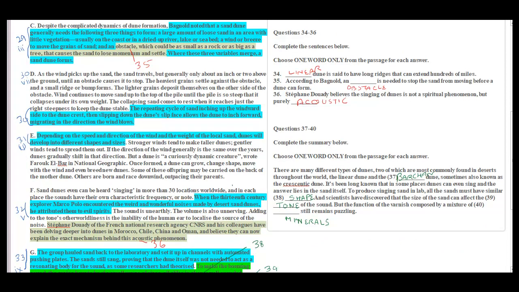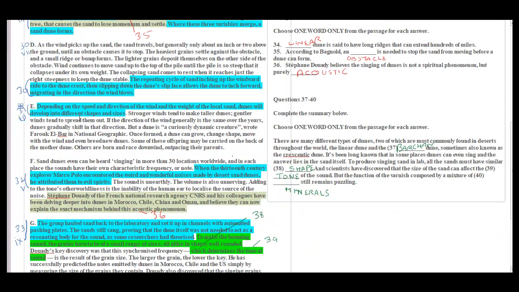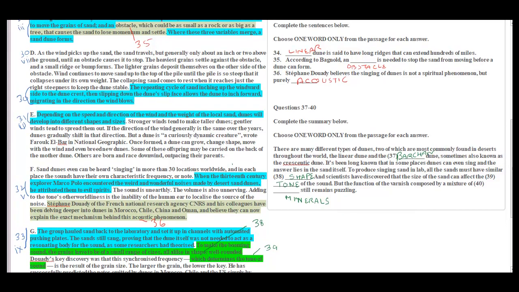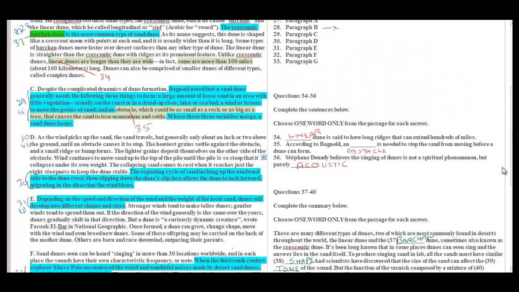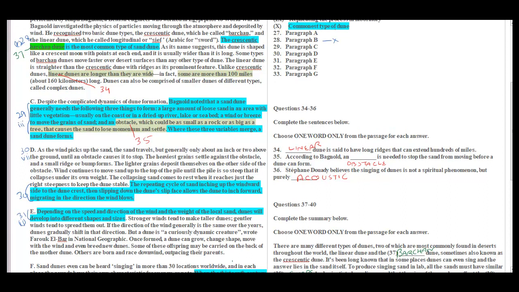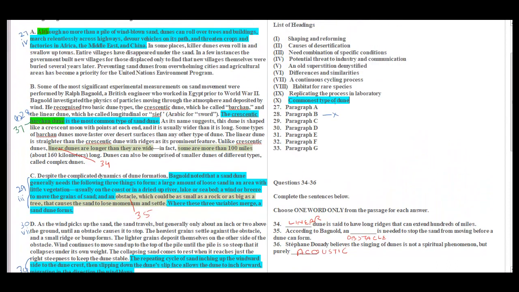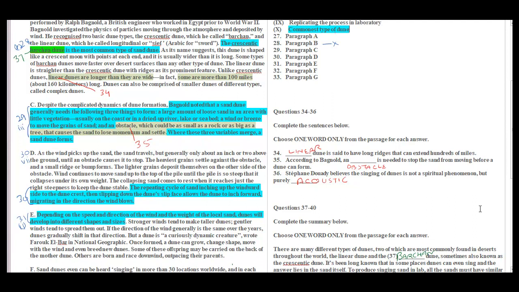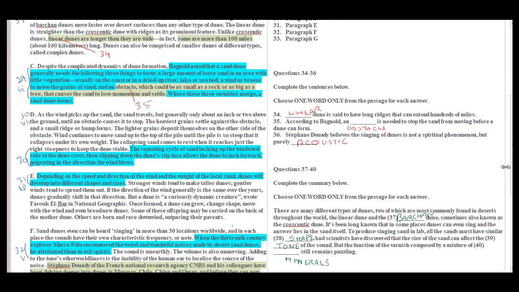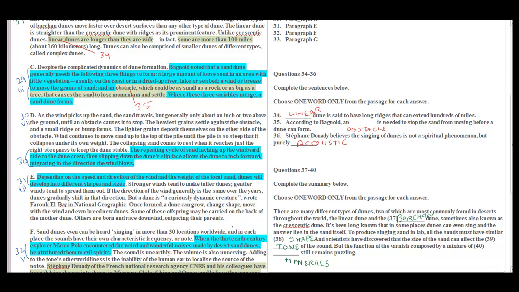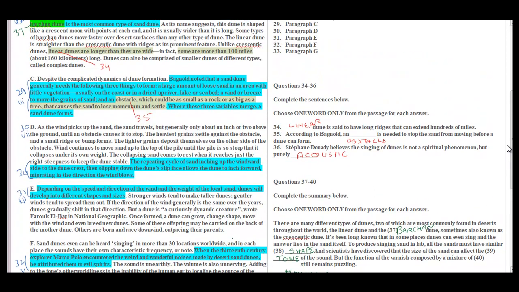Next, moving on to E paragraph, and question number is 31. In the first 2 lines there is given depending on the dunes and direction of wind and weight of the local sand, dunes will develop into different shapes and sizes. Here is basically given the shapes and sizes, how the speed and direction of the wind that makes the shapes and sizes of the dunes. So here 31 answer is the first one, shaping and reforming. So it's a clear indication that how the speed and the direction of the wind helps to shape and reform the sand dunes.